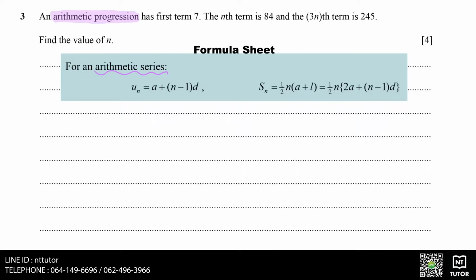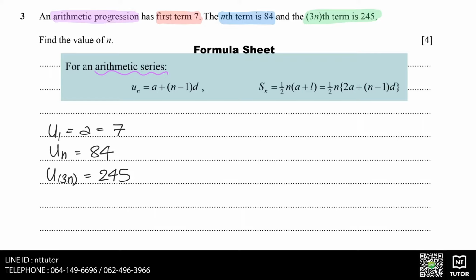The question wouldn't give you a piece of information unless you needed it to solve for the answer. Therefore, we're going to go through all the information that has been given in this question and write down what they mean. The first term is equal to 7. This means that u1 or a equals 7. The nth term is equal to 84. Therefore, un equals 84. The 3nth term is 245. This means that u3n equals 245.